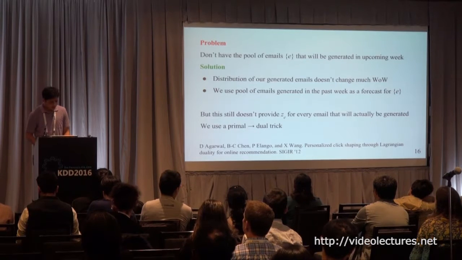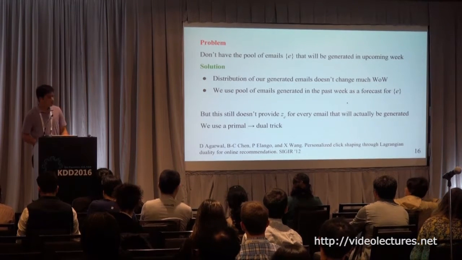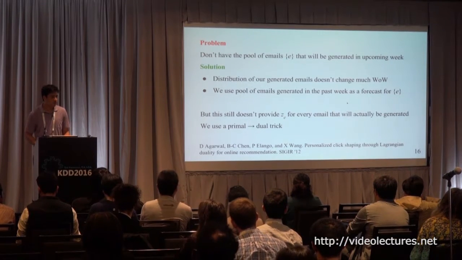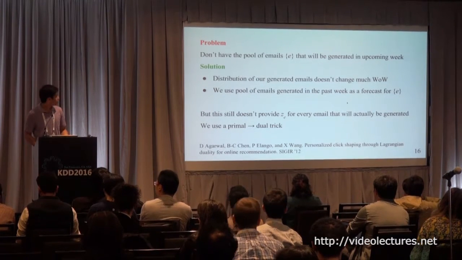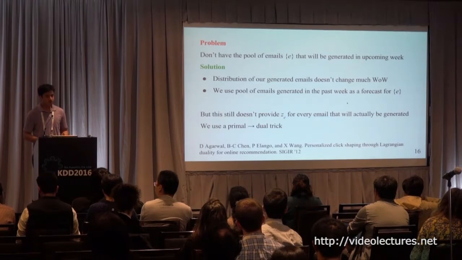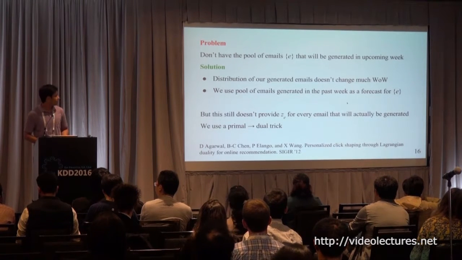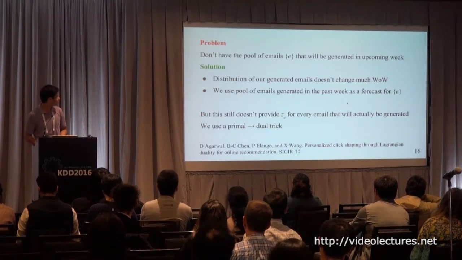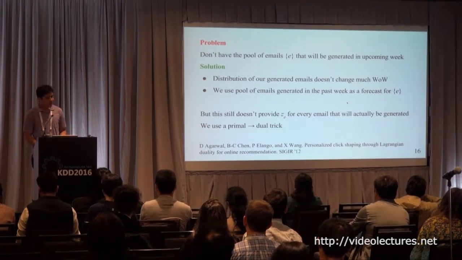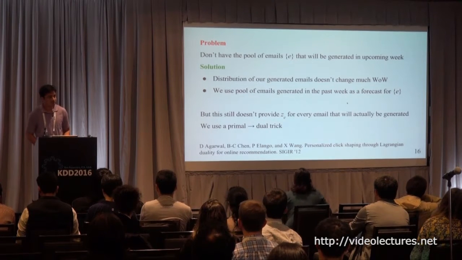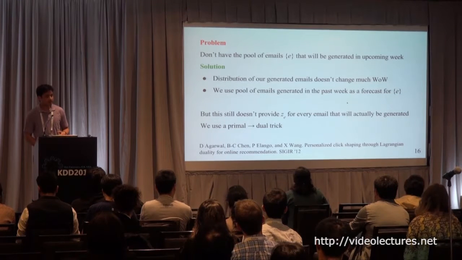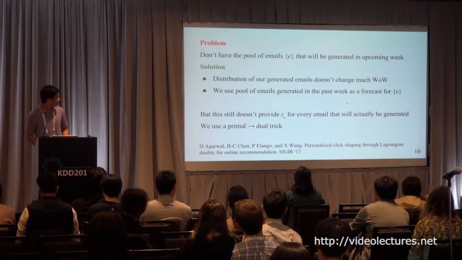So here is how we solve this problem. We observe that the distribution of our generated emails does not change much week over week. So we just use the pool of emails that was generated in the previous week as a forecast for the emails that will be generated in the next week. But again, this does not really solve the entire problem because we still don't know what Z_E should be for every email that actually gets generated.